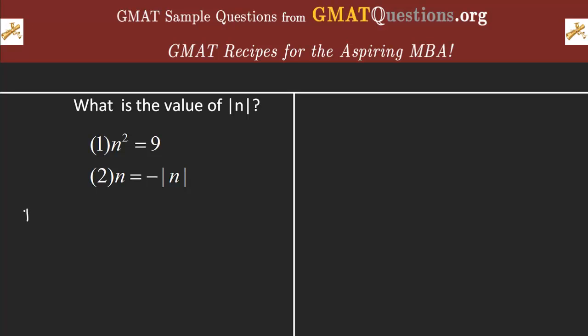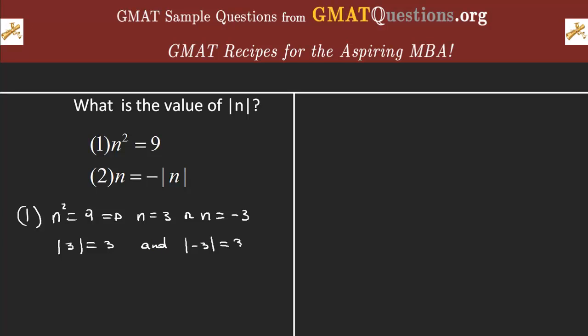Number one, we are given that n squared equals 9. This means, as you know, n equals 3 or n equals negative 3. Okay? Now, we know that the absolute value of 3 is 3. But also, the absolute value of negative 3 is also 3.